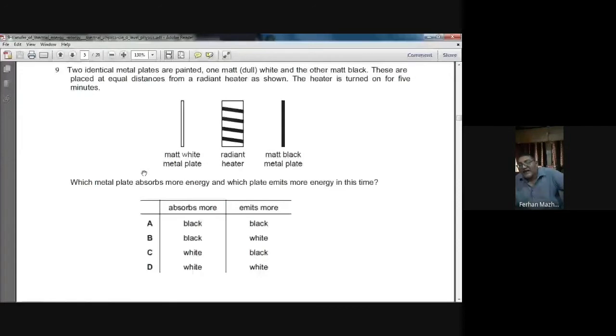The next question on your screen. Two identical metal plates are painted, one matte dull white and the other matte black. These are placed at equal distances from a radiant heater as shown. The heater is turned on for 5 minutes. Which metal plate absorbs more energy and which metal plate emits more energy in this time?